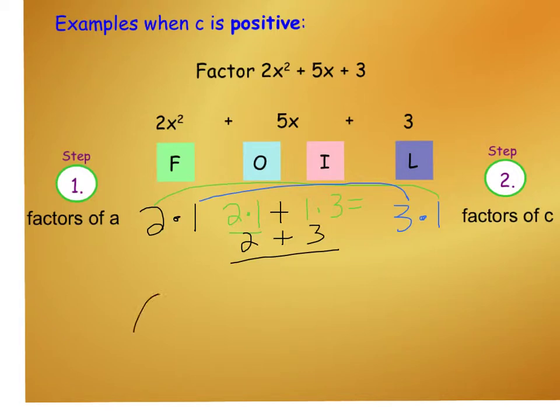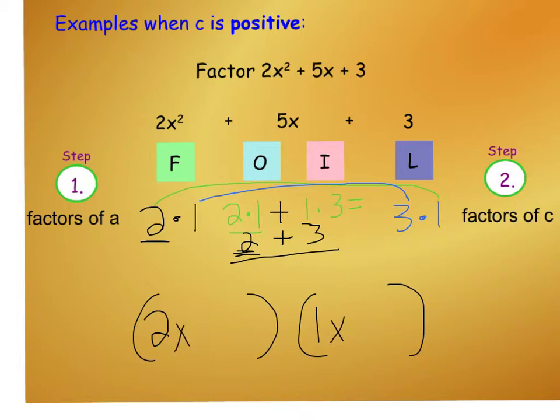So now let's set up our parentheses. So I know that I need a 2 here. And I need a 1 here. And I also need x's. So let's double check. 2x multiplied to 1x gives me 2x squared. And that's my first term.